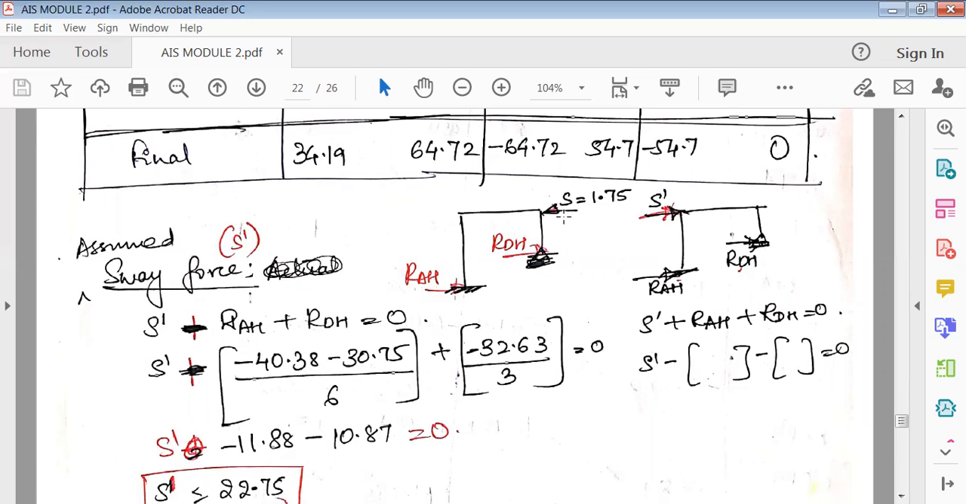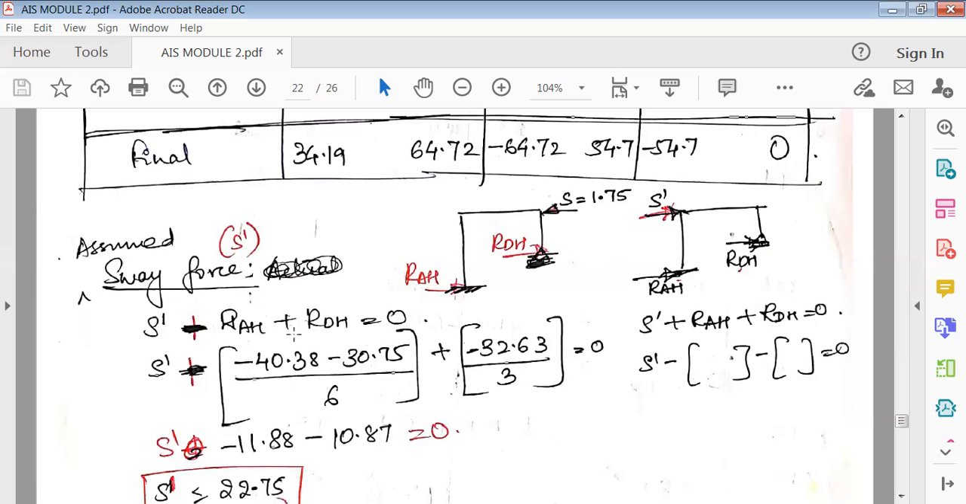Now, we are going to assume that S dash is the assumed sway force. This S is the original sway force. Now S dash is the assumed sway force. Now we are going to assume that maybe it could be to the right side also. So initially we are assuming to the left, so it could be to the right side. So what I'm showing here is S dash is going to act to the right.